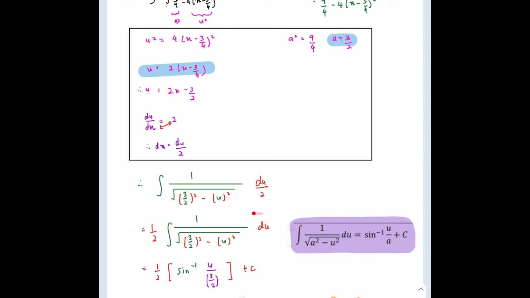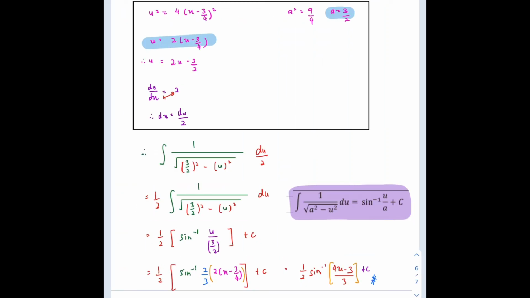So now you are ready to follow this formula here, because everything is now perfectly done. This is your a squared, this is your u squared inside the square root. So now let's integrate it and follow the formula. Just write back your 1 over 2, and then this is inverse sine of u over a. So this is inverse sine of u over 3 over 2. Then don't forget to write plus c.